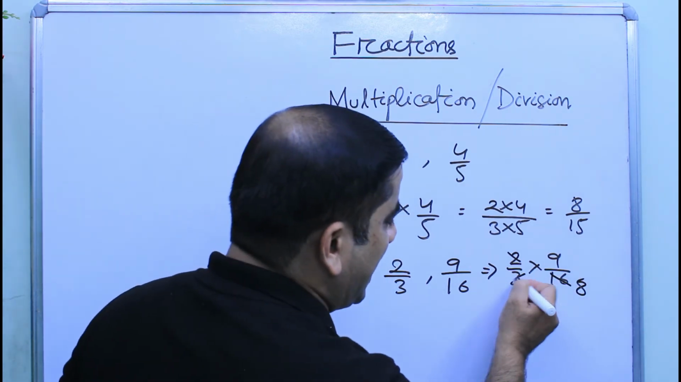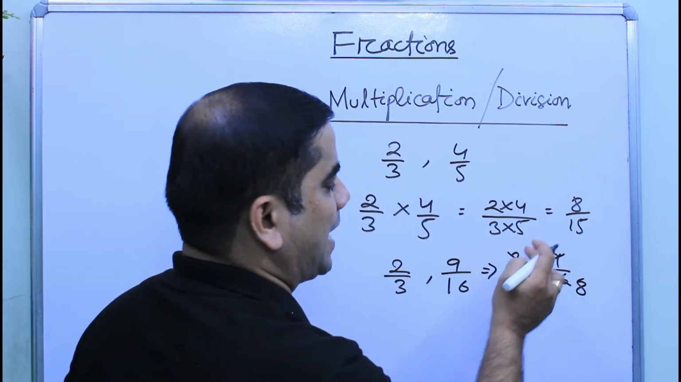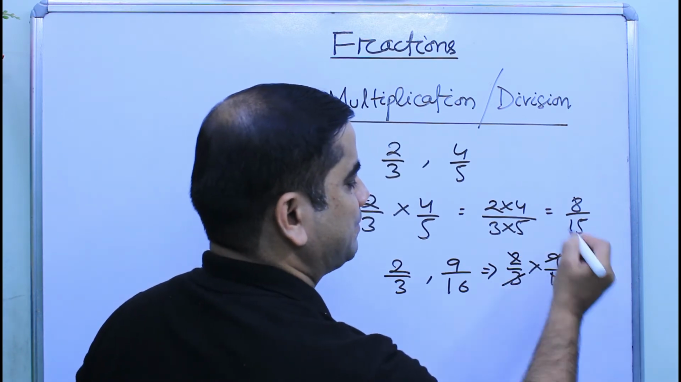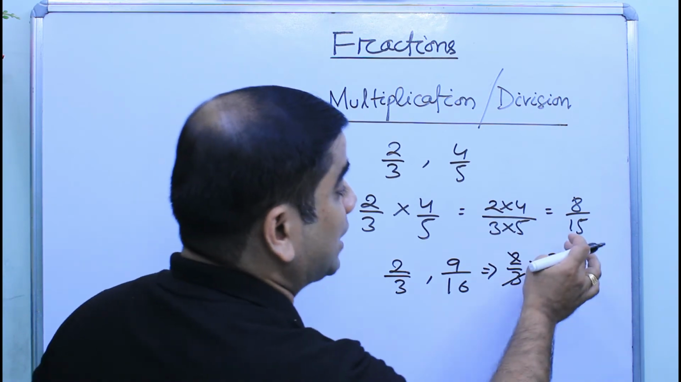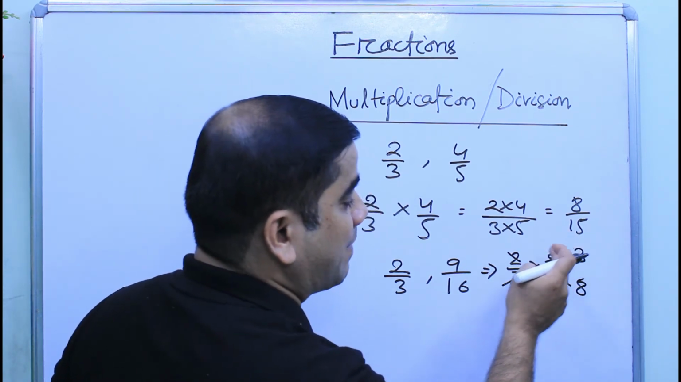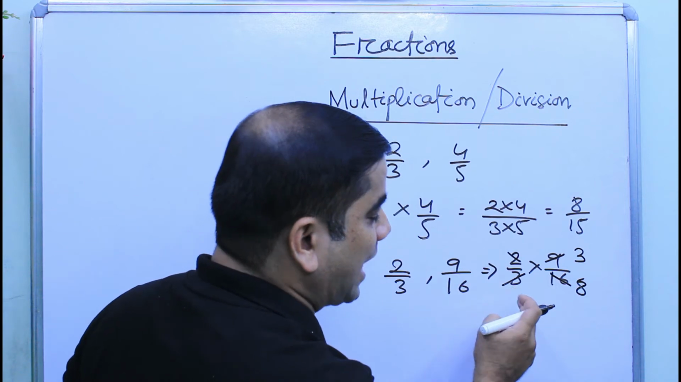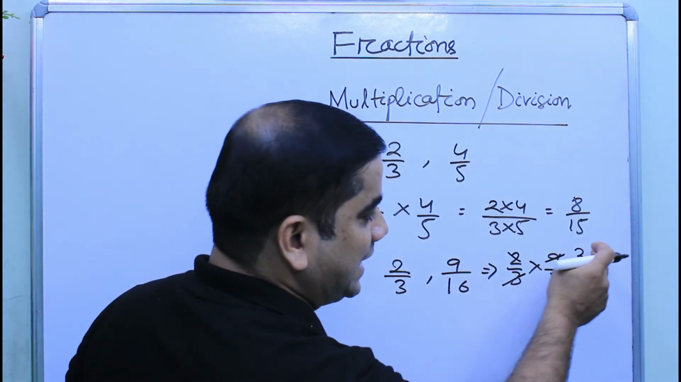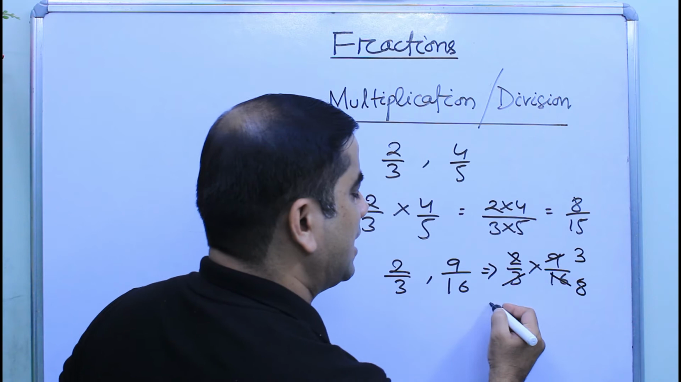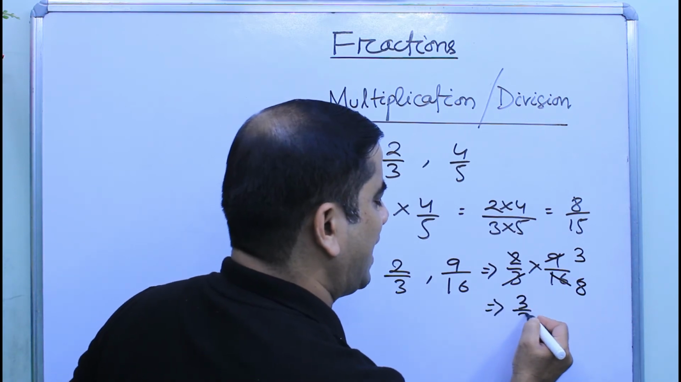Same way, 3 and 9. 9 divided by 3, that is 3. So we need to write the quotient at the dividend part here. 9 divided by 3, so we should not write 3 over here. 3 threes are 9. So the quotient is written over here. Now it gives us 3 by 8.